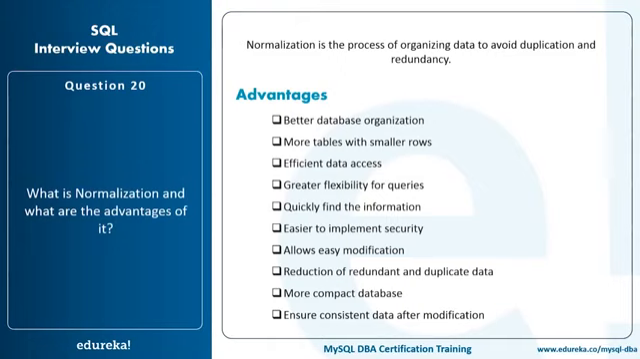It offers better database organization, more tables with smaller rows, efficient data access, greater flexibility for queries, quickly finds the information, easier to implement security, allows easy modification, reduction of redundant and duplicate data, more compact database, and ensures consistent data after modification. So guys, these are a few advantages of normalization.